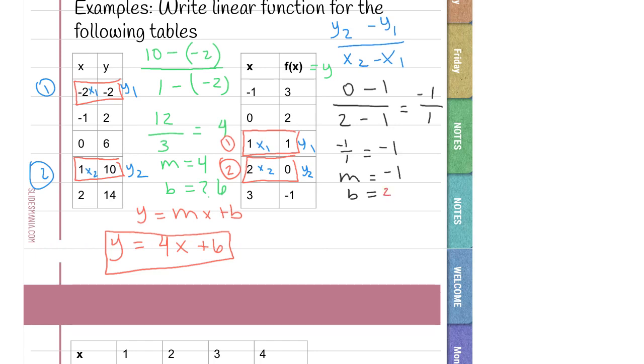Now that I have my slope and my y-intercept, I'm going to go ahead and plug that into my linear function notation, which is y is equal to mx plus b. And I have y is equal to m as negative 1, right? So negative 1x plus b. Well, our y-intercept, we said it was positive 2, so it would be plus 2. And this is my final answer.